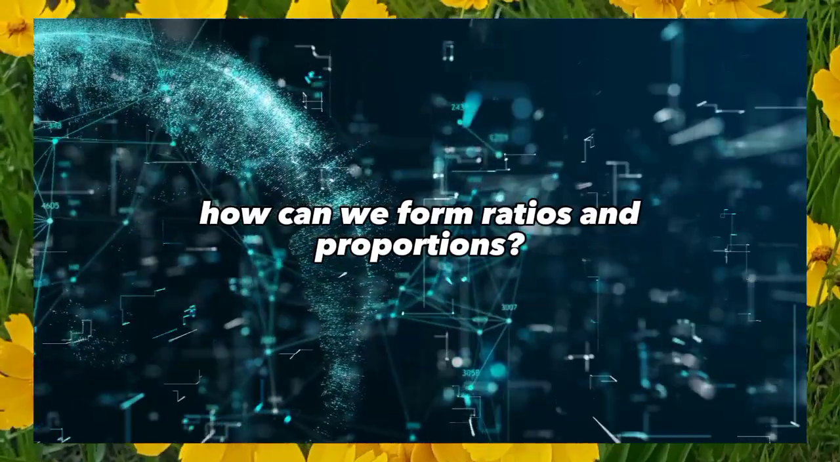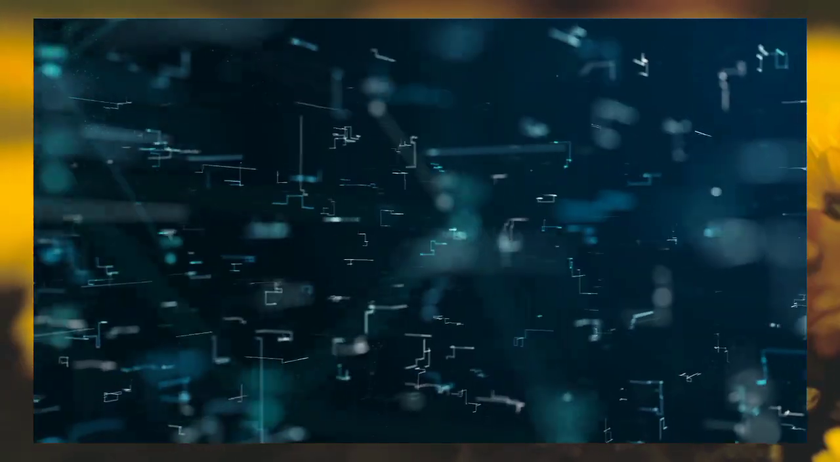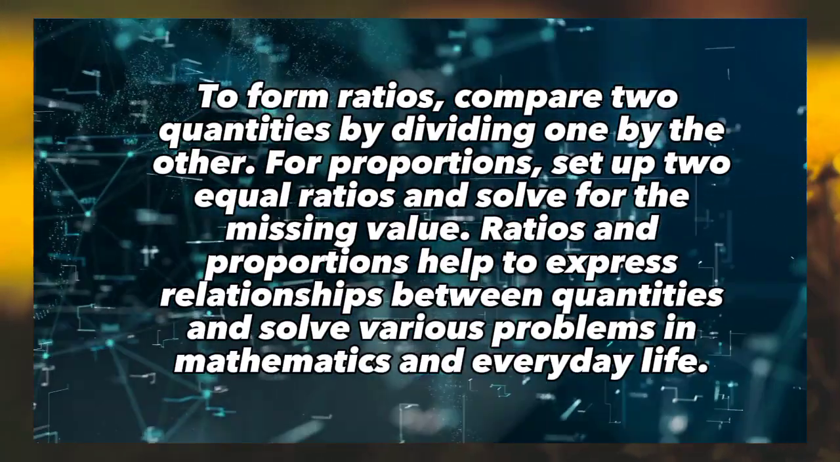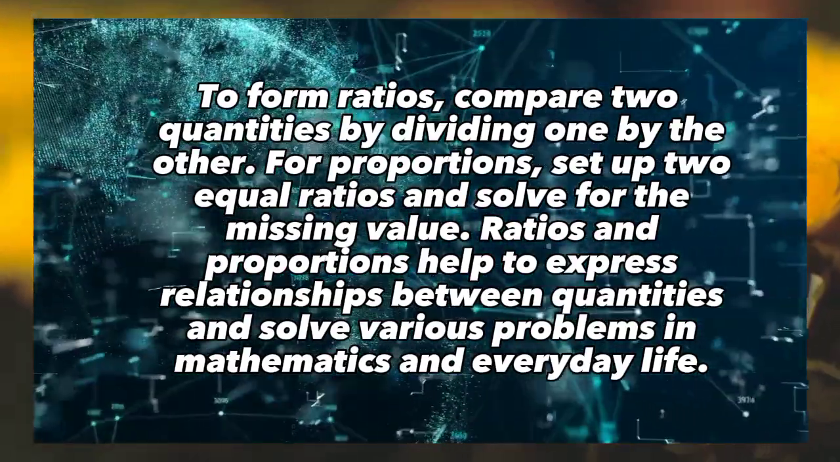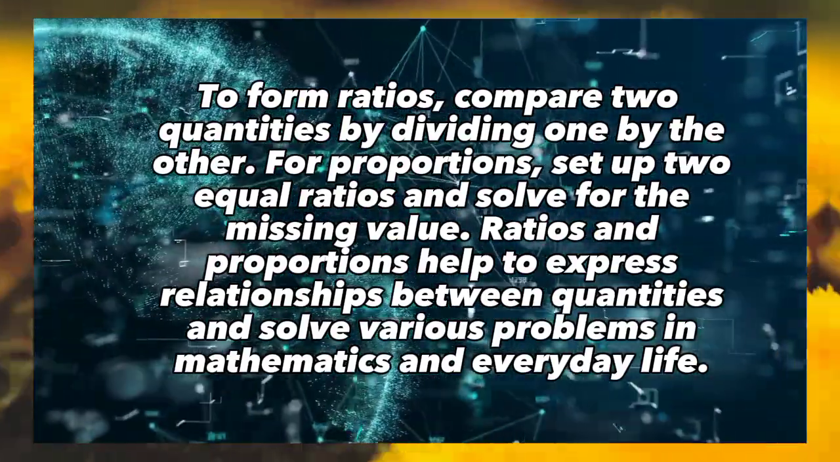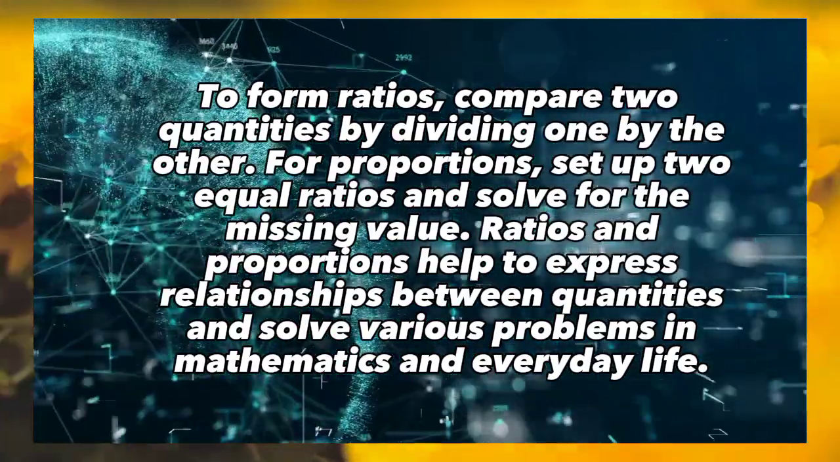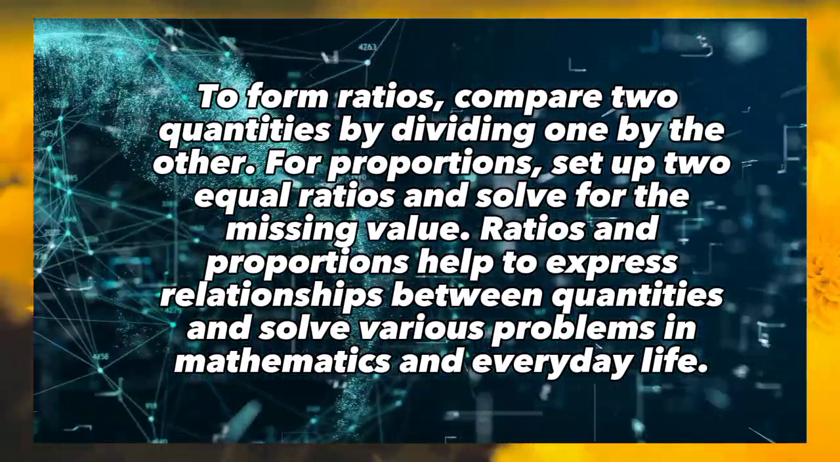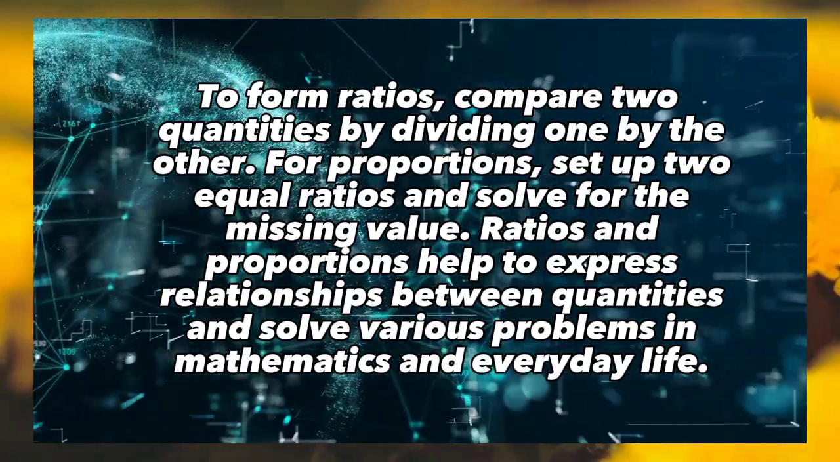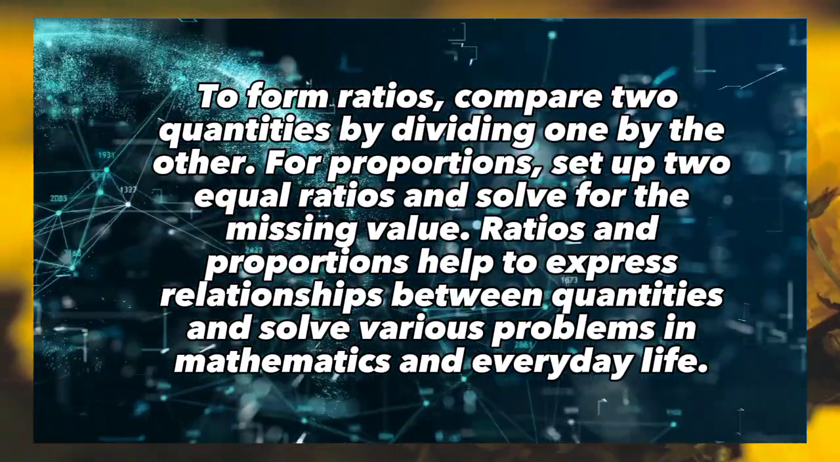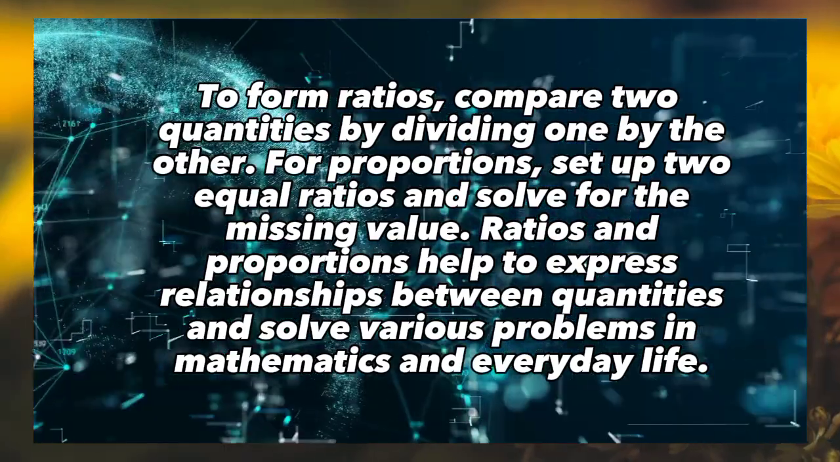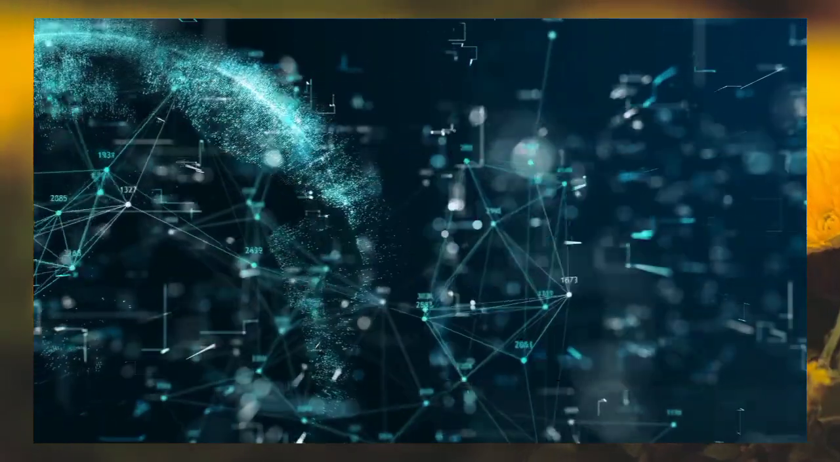How can we form ratios and proportions? To form ratios, compare two quantities by dividing one by the other. For proportions, set up two equal ratios and solve for the missing value. Ratios and proportions help to express relationships between quantities and solve various problems in mathematics and everyday life.